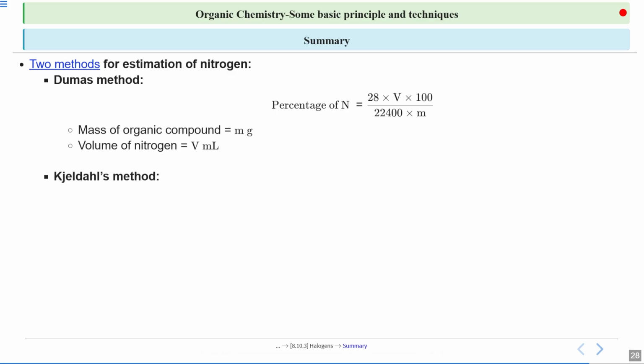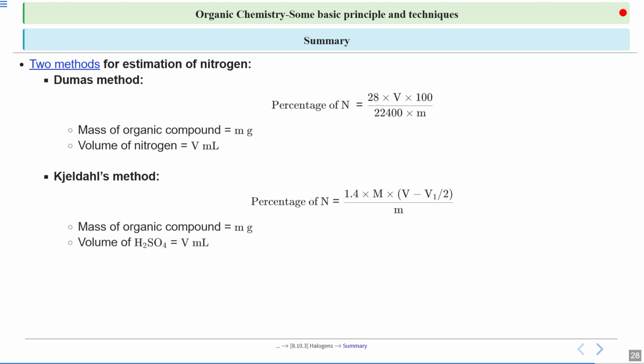What about the Kjeldahl method? Here is the formula for the Kjeldahl method. Percentage of nitrogen equals 1.4 times M times V minus V1 divided by 2, all of this then divided by small m. Here, m stands for the mass of the organic compound in grams. V is the volume of sulfuric acid, H2SO4. Then V1 is the volume of sodium hydroxide, NaOH, used during the titration step, also measured in milliliters.